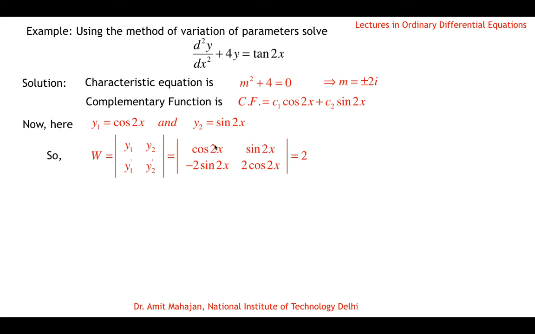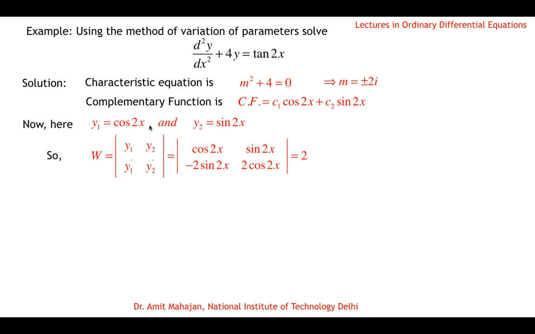And in the second row we have the derivatives of these two, so the derivative of cos 2x is minus 2 sin 2x and the derivative of sin 2x is 2 cos 2x. And then the determinant of this will be cos 2x into 2 cos 2x minus sin 2x into minus 2 sin 2x, so 2 cos square 2x plus 2 sin square 2x. So it will be 2, because cos square plus sin square is 1.